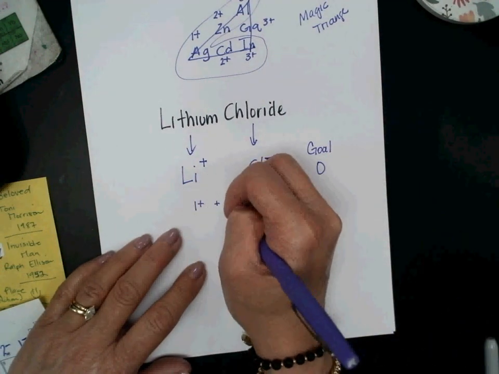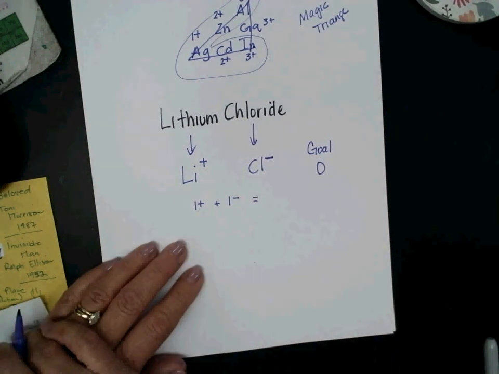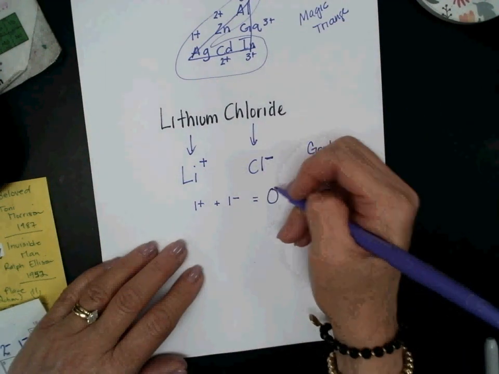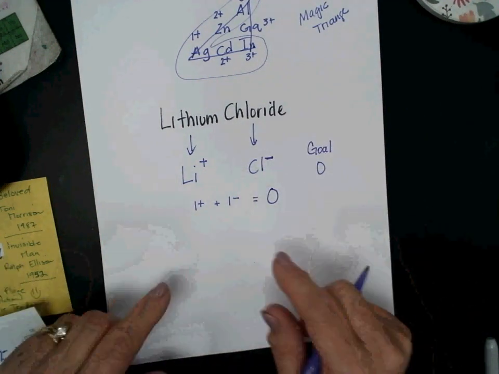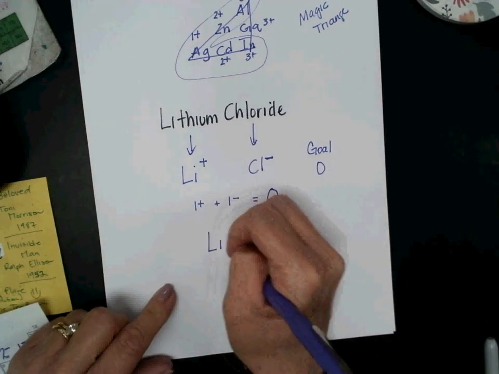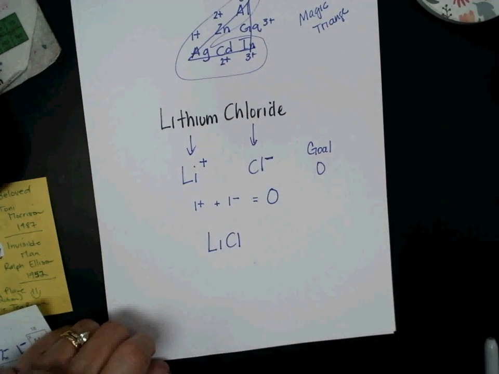So when I do this, if I take 1 plus plus 1 minus, what does it equal? 0. We started with a really easy one. That tells me I only need one of each. So I write LiCl.